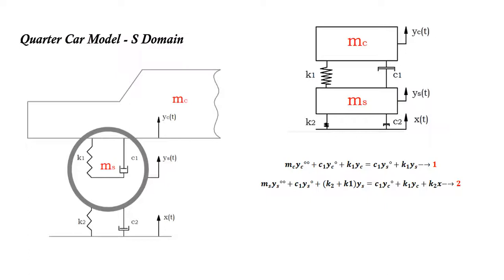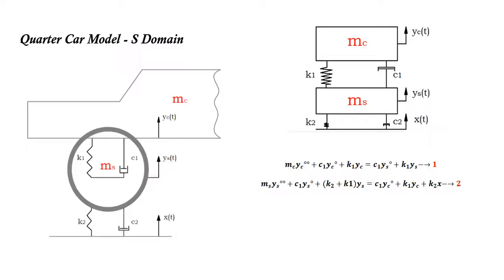By balancing MC, we have the equation mc yc double dot plus c1 yc dot plus k1 yc. By balancing MS, we have the equation ms ys double dot plus c1 ys dot plus (k1 plus k2) times ys equals c1 yc dot plus k1 yc plus k2 times the input x. So we need to take the Laplace transformation of both equations. I want you to pause the video and start typing the equations of motion in S domain and compare them with my equations.